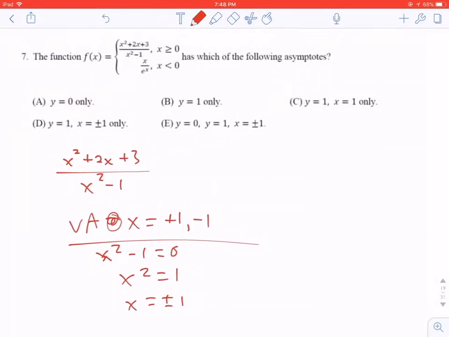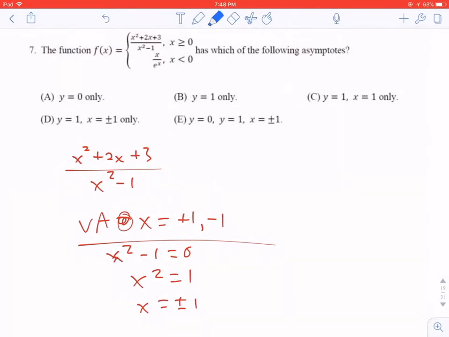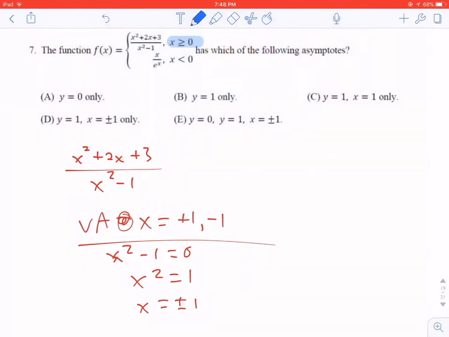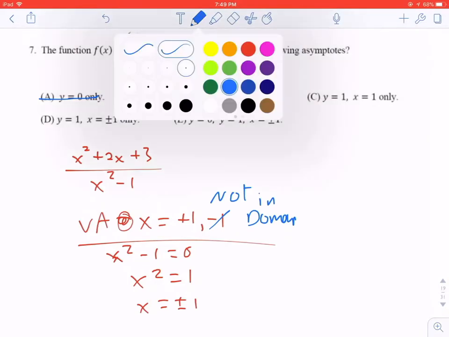Now we have to examine our answer with what the domain is. The domain is x is greater than or equal to 0. -1 is not in the domain. Since that's not in the domain, that's not part of the answer. So we know there's a vertical asymptote at x equals 1 that eliminates A and B.